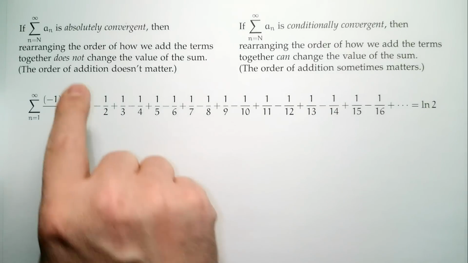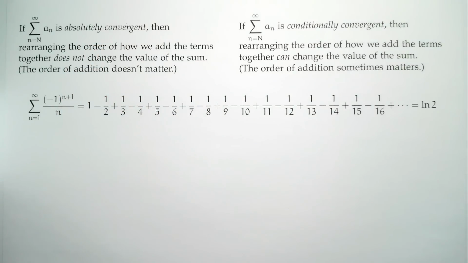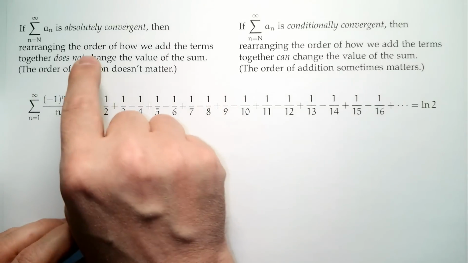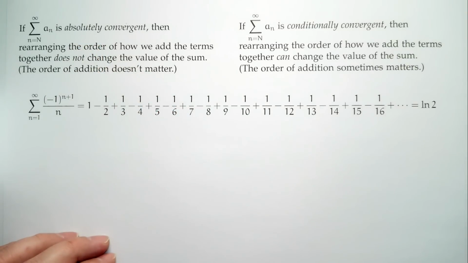So if I have something which is absolutely convergent, it does not matter how I add the terms together. In other words, if I jumble up the order where I add things up, as long as I make sure I add everything up eventually, I'm still going to get the same answer. So in some sense, absolutely convergent says you can just change the order of addition.